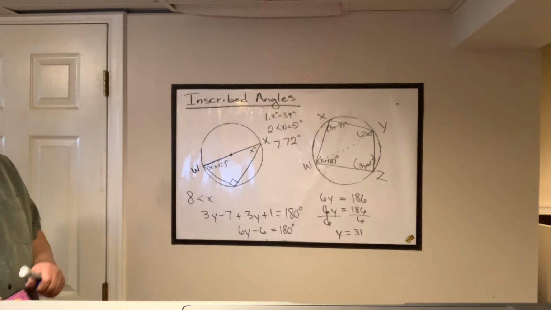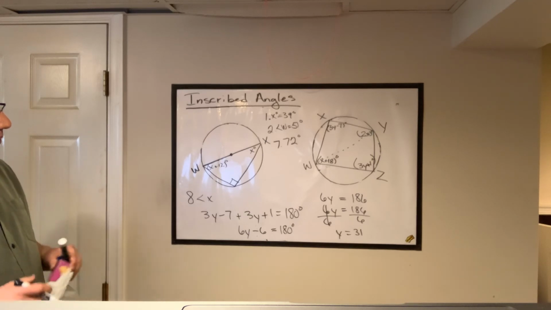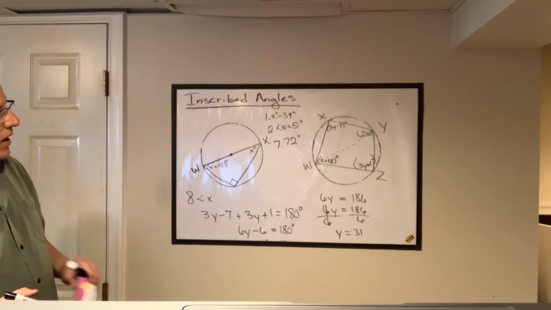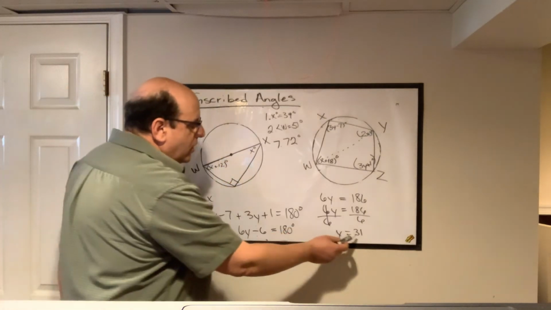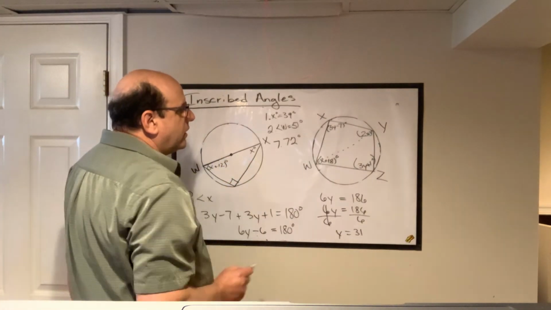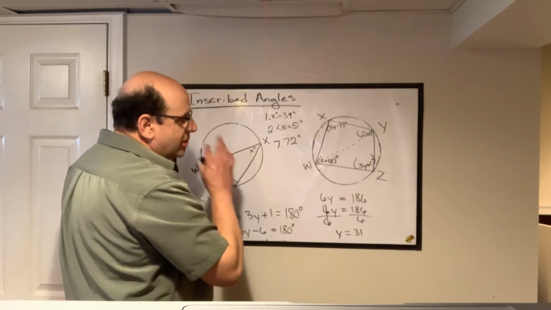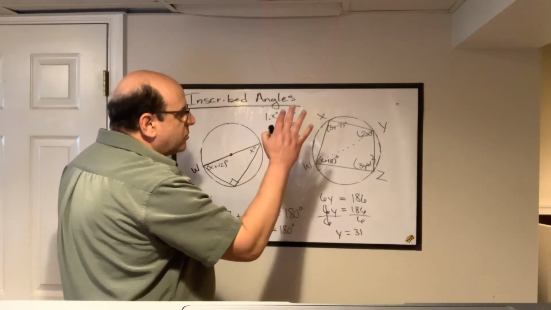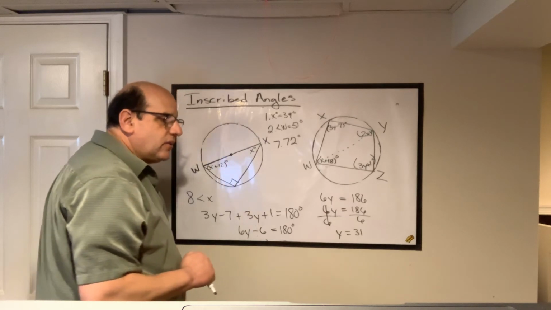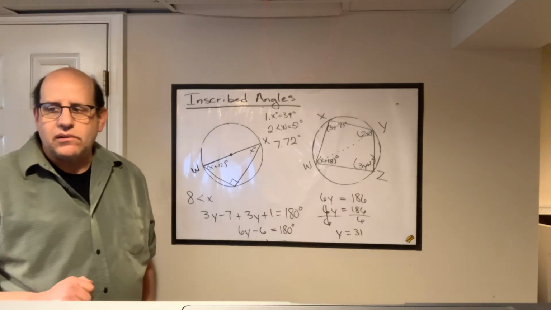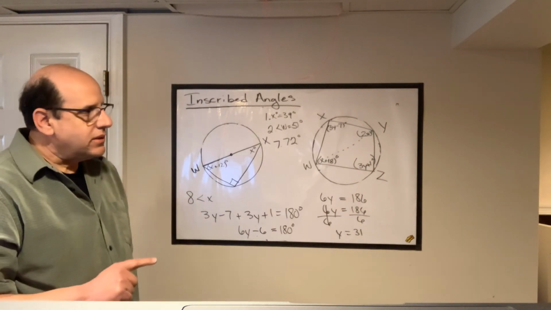Anyway, y is 31. Now that I've solved this, I want you to take this 31 and plug it in here. After you multiply by 3, which is 93 by the way, then subtract 7 and you'll have your answer. 93 minus 7 must be 86.